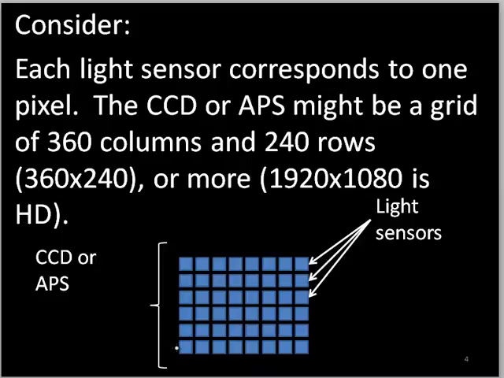Each of these individual light intensity sensors corresponds to one pixel when you would look at this image on your screen. The CCD, or the APS, this grid of sensors, might be a grid that consists of, for example, 360 columns and 240 rows, or more, such as 1920 columns and 1080 rows. The number of columns and number of rows tells you your image resolution. For example, 1920 by 1080 is HD resolution.